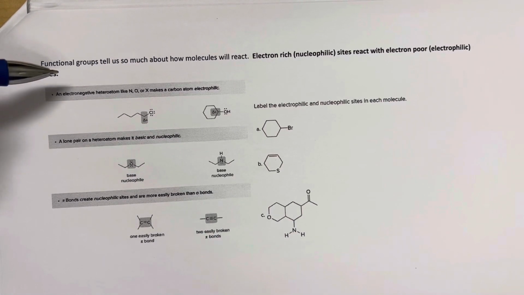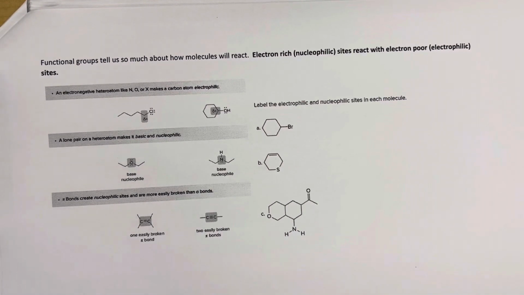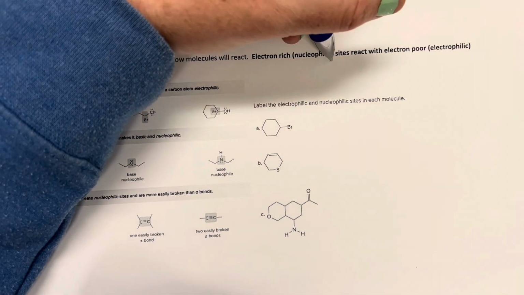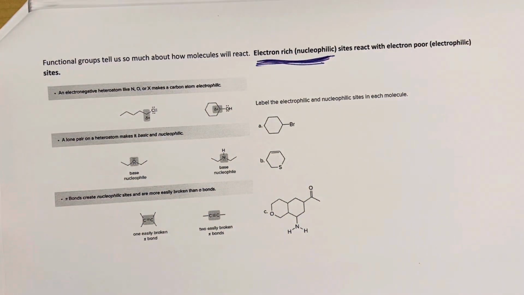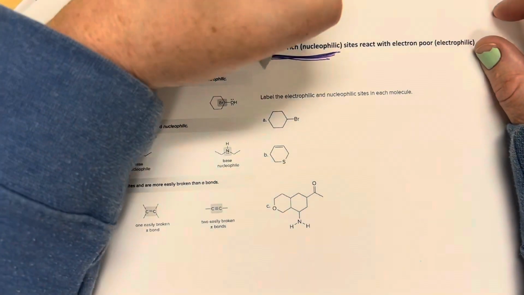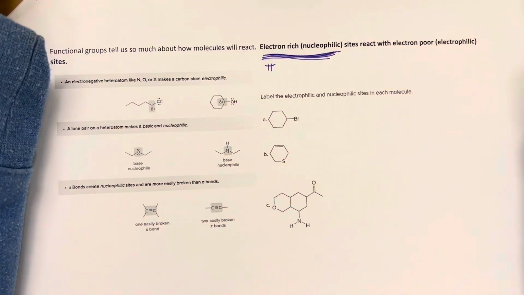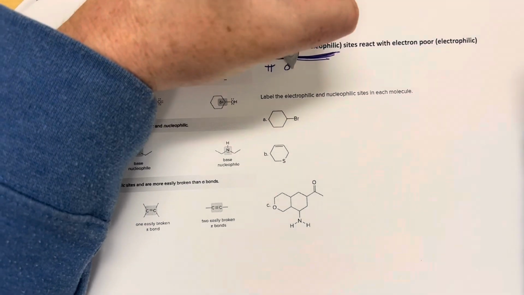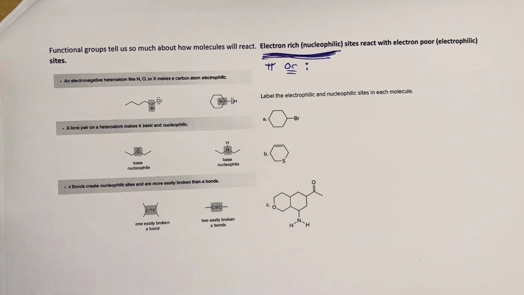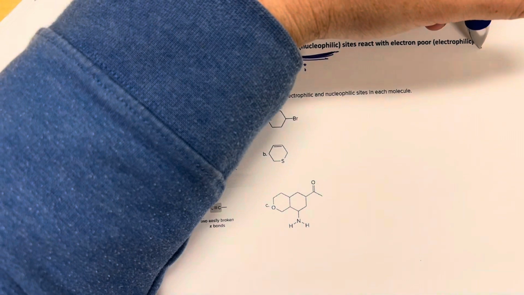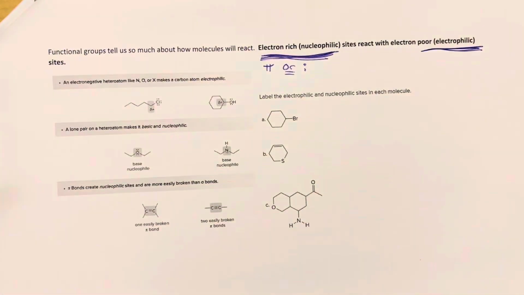All right, so functional groups tell us how molecules will react. The most important thing, electron-rich things called nucleophiles. Something that makes something electron-rich is if it has a pi bond, so a double or a triple bond, or it has a lone pair. So if it's got a pi bond or a lone pair, chances are it's going to be a nucleophile. And they react with electron-poor sites called electrophilic sites.